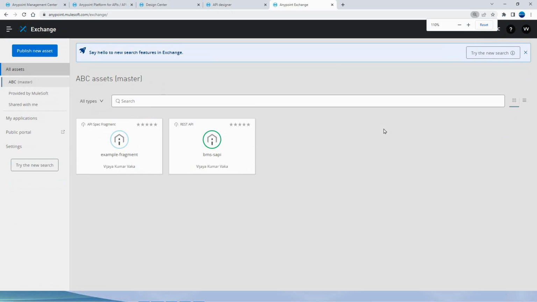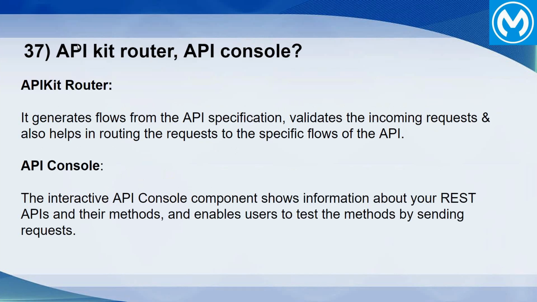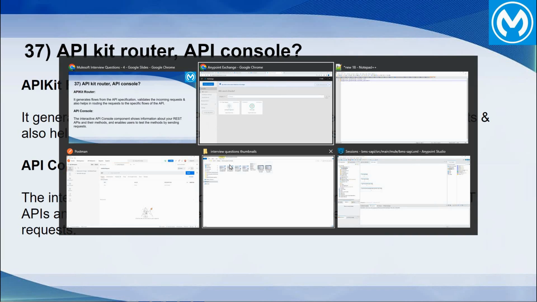Okay, so we discussed fragments. Let's go ahead with the next question: API kit router and API console. About API kit router, it generates flows from the API specification, validates the incoming request, and also helps in routing the request to the specific flows of the API. And let's see about API console as well. API console is a component that shows information about your REST APIs and their methods, and enables users to test the methods by sending requests. Let's see a demo of the same.